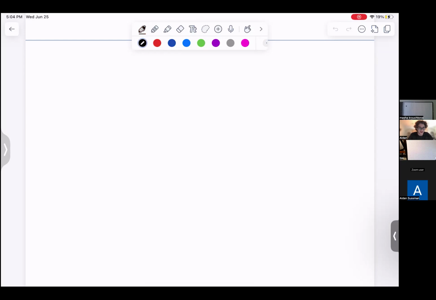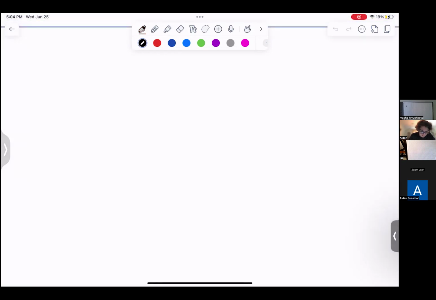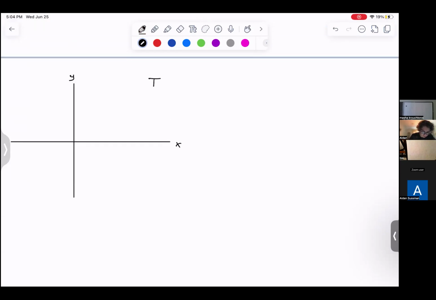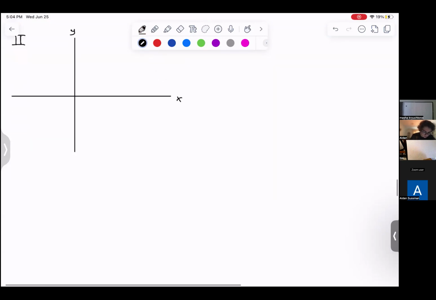So we're going to talk about angles. And the very first thing I want to talk about is, let's draw our standard X, Y plot, or standard axis. And very quickly, I'm just going to label these quadrants. That's quadrant one. This guy's quadrant two. Over here is quadrant three. And right here is quadrant four.